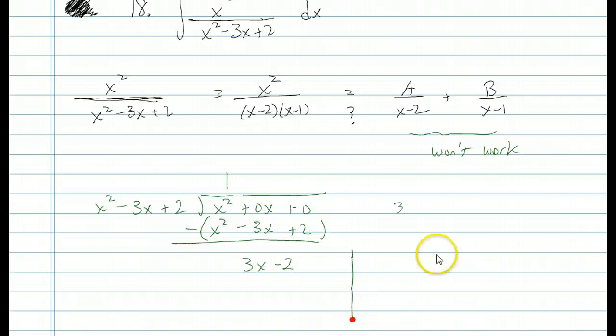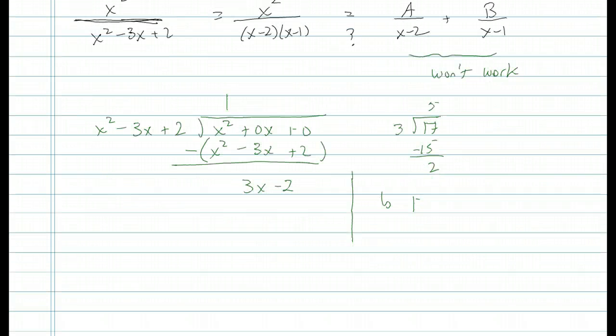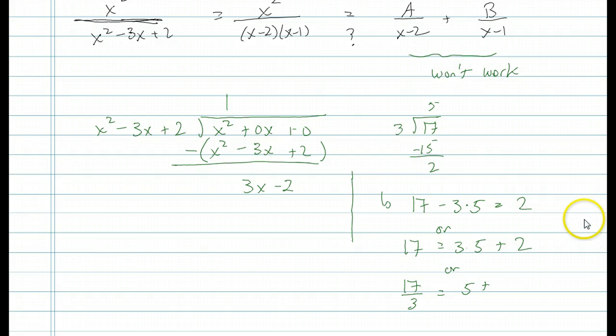I'd like to compare that situation to a numerical example. Suppose you take 3 and divide it into 17. We know it goes in there 5 times with a remainder of 2. What we just did there was we took 17, subtracted off 3 times 5, and what we're left with is 2. Another way to write that is that 17 is equal to 3 times 5 plus 2. Or, dividing each term by 3, the fraction 17 thirds is equal to 5, a whole number, plus 2 thirds. So we've got the dividend over the divisor equal to the quotient plus the remainder over the divisor.